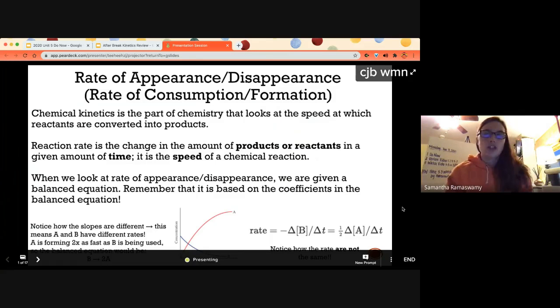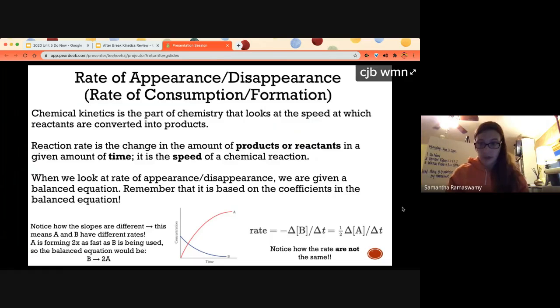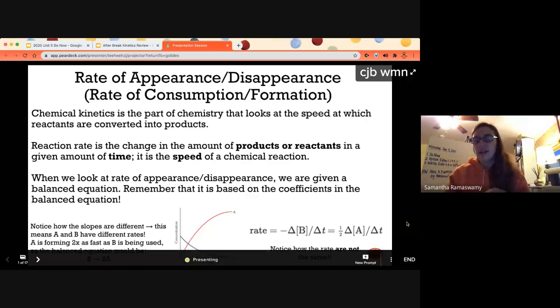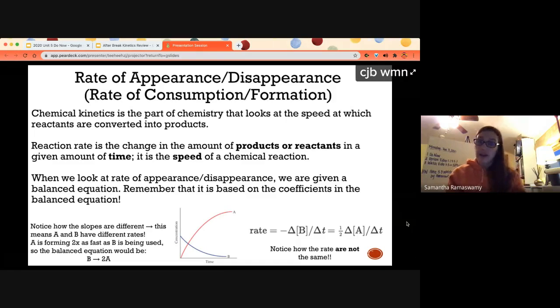So I'm just going to start by talking about rate of appearance and rate of disappearance. I actually got some Remind messages over break asking if I could go back over rate of appearance and rate of disappearance, because there were some questions on this on mastering. So whether it's called rate of appearance or rate of disappearance or rate of consumption or rate of formation, those mean the same thing. When you see these terms, that should immediately tell you to look at the balanced equation.